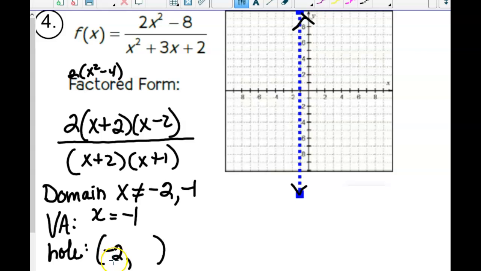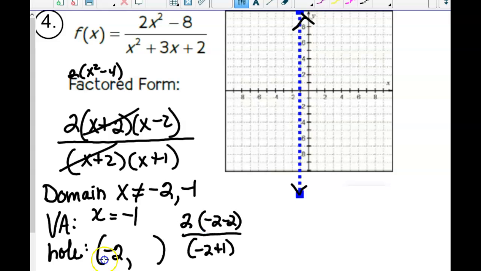We need to finish finding the hole. How do we do that? The beautifully simplified equation. Cross those out. Now when we plug it back in, we have 2 over -2 times -2 minus 2, all over -2 plus 1. Remember, we're putting in -2. This would be -4 times 2 is -8 over -1 is +8. So -2, 8. Nice big hole, and mine doesn't look like a hole because it didn't write where I wanted it to, but hopefully we'll be okay. All right, what's next on the yellow sheet?